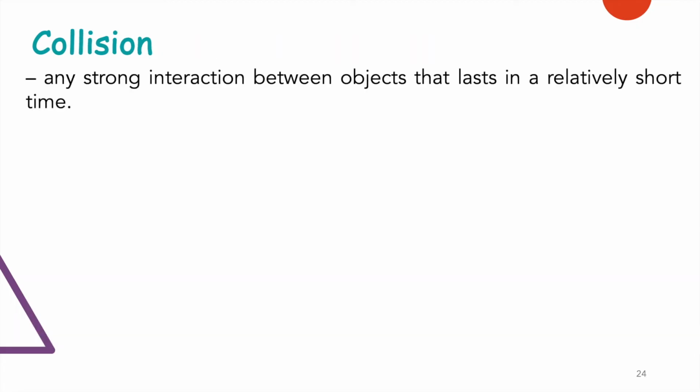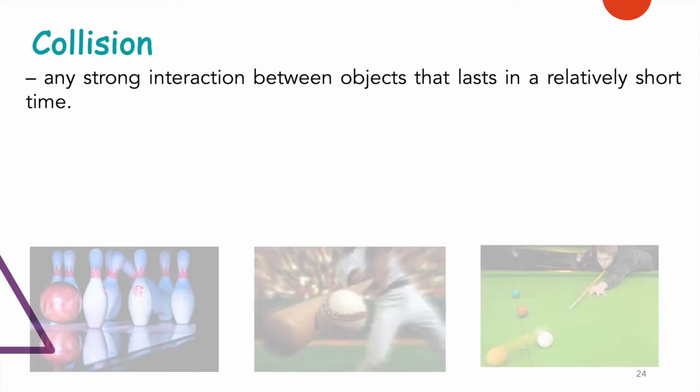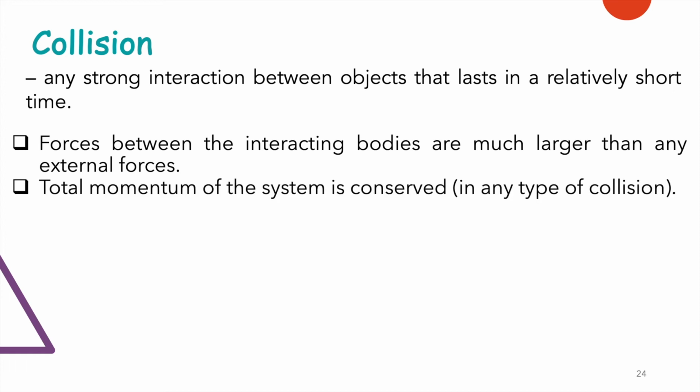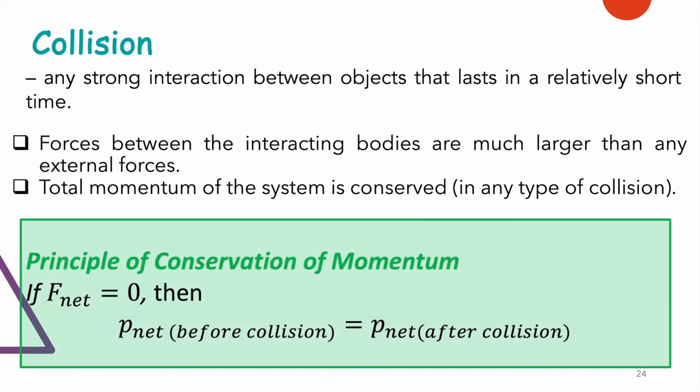On the other hand, collision is any strong interaction between objects that lasts a relatively short time. This time, forces between the interacting bodies are much larger than any external forces, and the total momentum of the system is conserved in any type of collision. So take note from the principle of conservation of momentum that if the net external force is zero, then the total momentum before the collision is equal to the total momentum after collision.